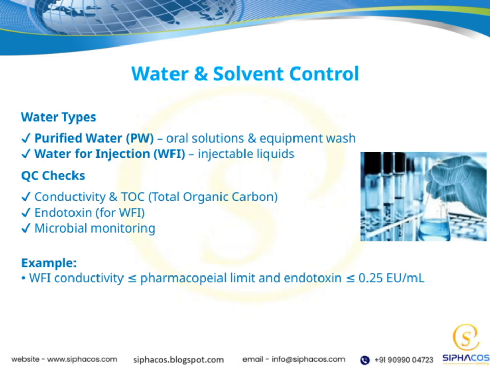Moving on to quality control checks, several key parameters are monitored. Conductivity and total organic carbon, or TOC, are measured to assess the purity of the water. Low conductivity indicates minimal ionic contamination, and low TOC means fewer organic impurities. For WFI, endotoxin levels are critically important, since endotoxins can cause severe reactions if present in injectable products. Typically, the endotoxin limit is set at 0.25 EU per milliliter.